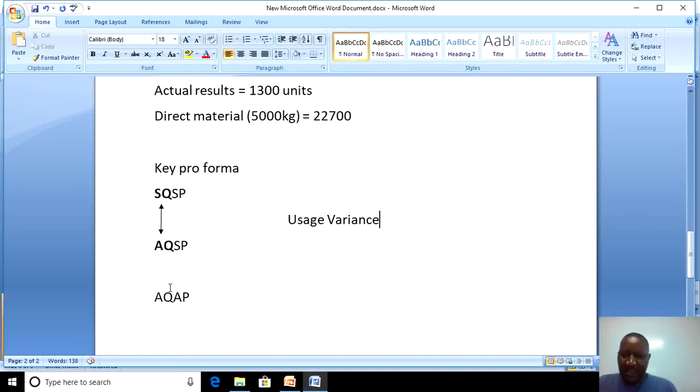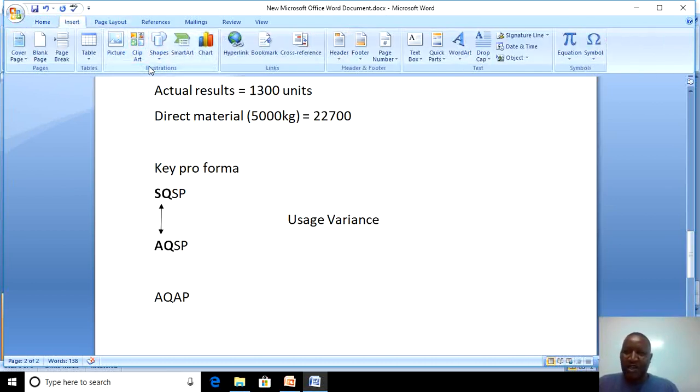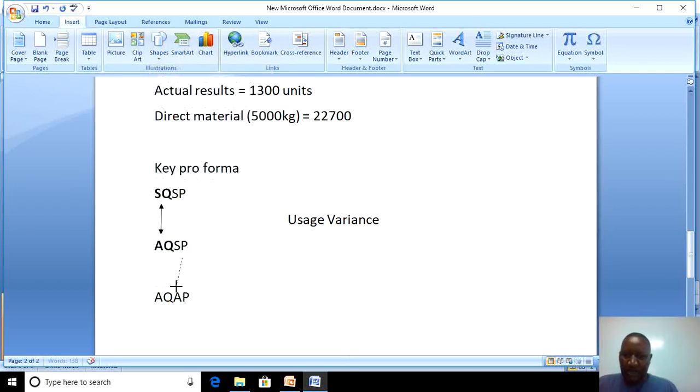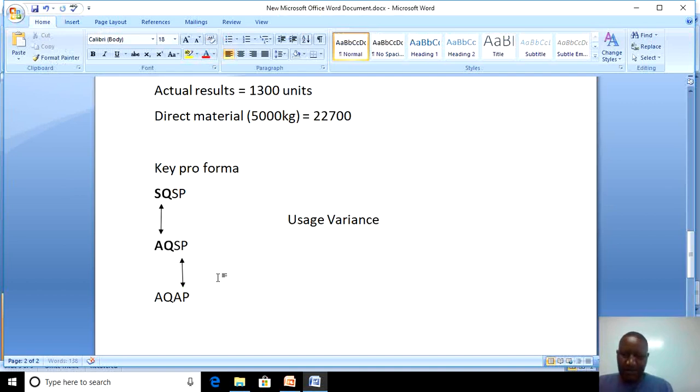Right, if you compare this and that, actual quantity is the same. So what's different is the standard price and actual price. So comparing the standard price to the actual price, the difference there should be your price variance. So between that and that, we have our price variance. Okay, so let's calculate the figures.